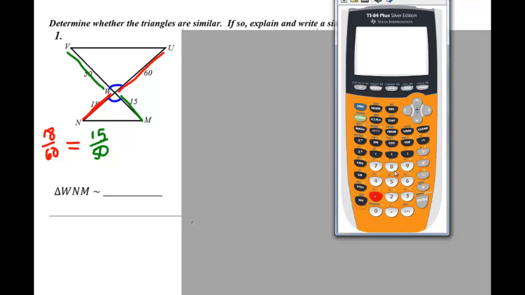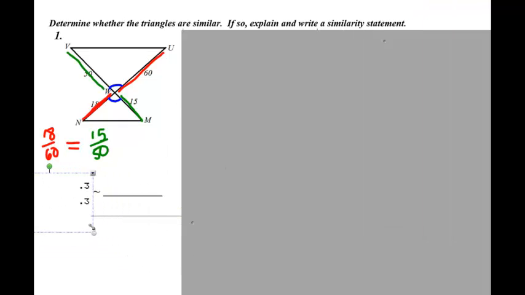If we divide those out, 18 divided by 60, let's see what we get. 0.3. Okay, how about 15 divided by 50? We want to see if this is a match. 0.3 also. Okay, let's drag that over, because that's going to be our proof that these are in proportion. And so these are similar triangles by side angle side.